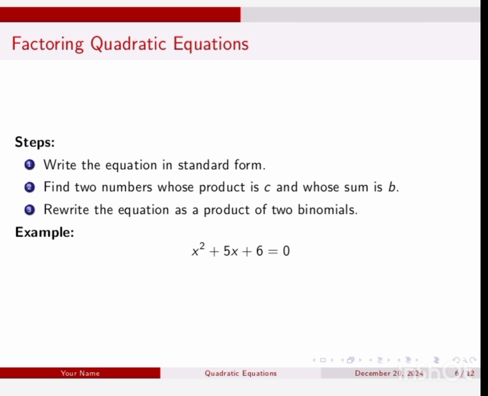Which are 2 and 3. You know, two threes are 6, or three twos are 6. So that means 6 can be split as two threes are 6, and when we add 2 and 3, we ultimately get 5, which is the middle term, meaning the coefficient of x. So this is how we can factorize this equation.